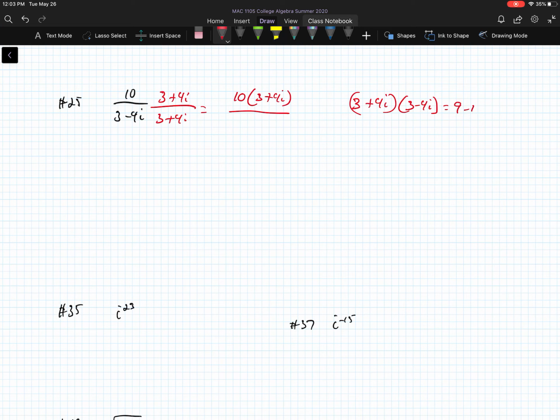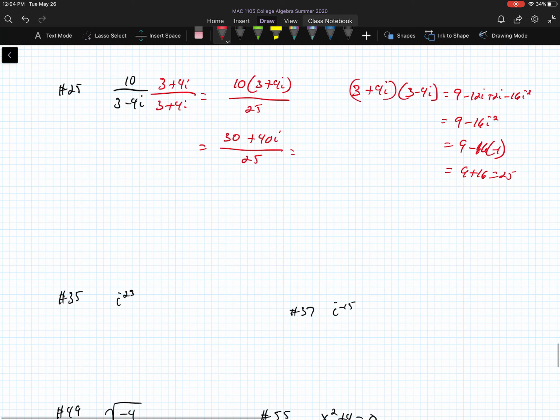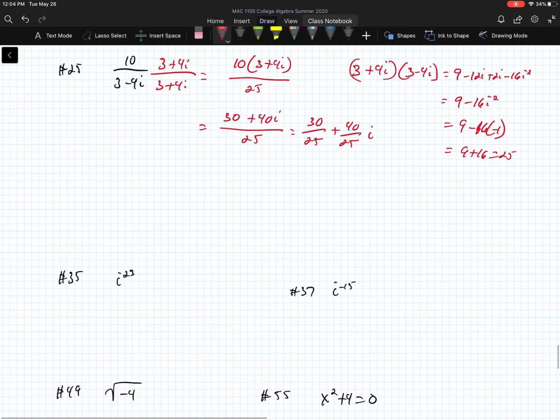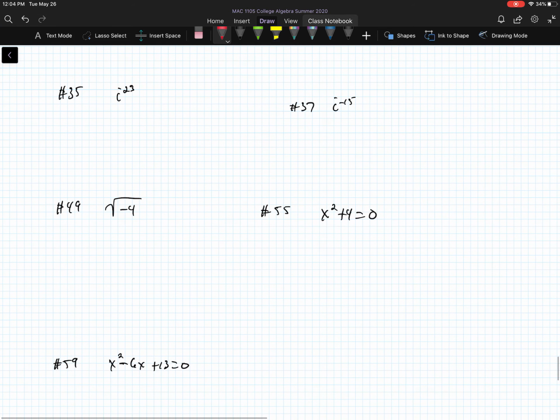So 3 times 3 is 9. 3 times negative 4i is negative 12i. 4i times 3 is positive 12i, and then 4i times negative 4i is negative 16i squared. The middle terms cancel out. We know that i squared is equal to negative 1. And this becomes 9 plus 16, which is 25. So my denominator is 25. Now I'm going to clean this up a little bit. So this is going to be 30 plus 40i over 25. And then what I have to do is write it in a plus bi form. So this becomes 6 over 5 plus 8 over 5i. That's the answer for number 25.